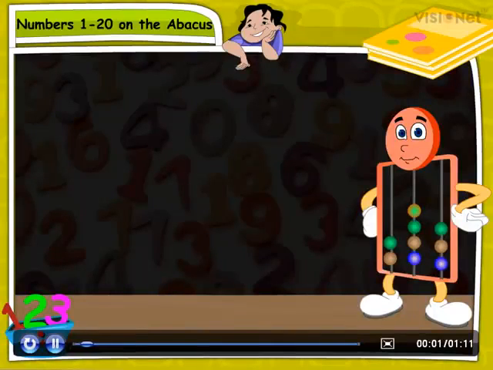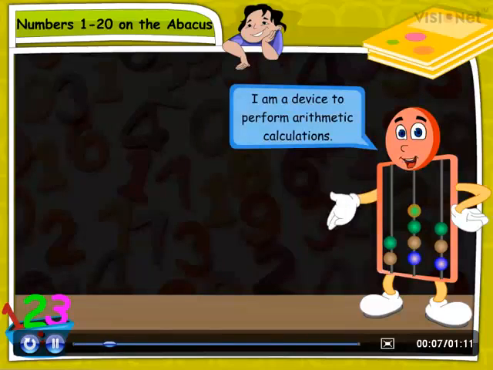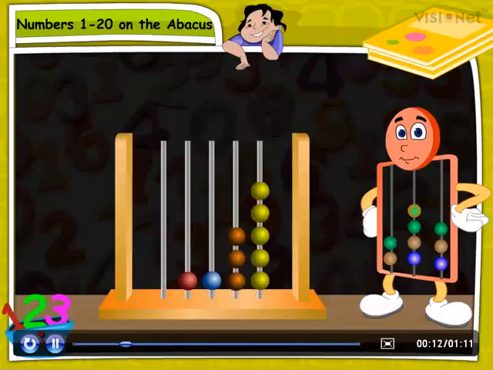Numbers 1 to 20 on the Abacus. Hi friends, I am Abacus. I am a device to perform arithmetic calculations. Look at the Abacus. Each spike of Abacus shows the place value of the digits.